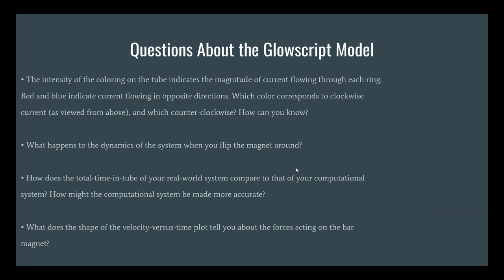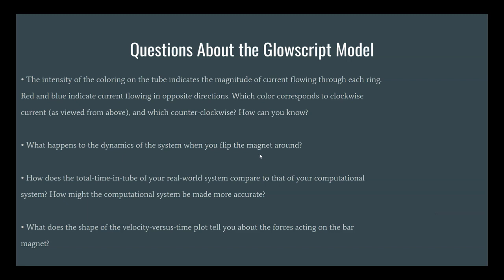Here are screenshots of the computation model. On the left, the representation of the aluminum tube and the bar magnet falling through it. Normally, the blue and the red would be falling through the tube when the model is actually run, and the red represents the North Pole, blue represents the South Pole, and then the graph and relevant data on the right.